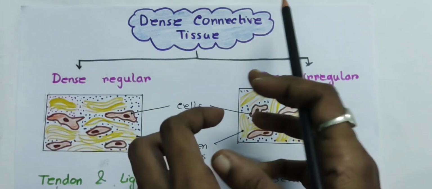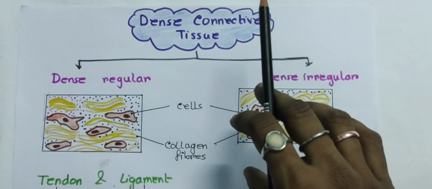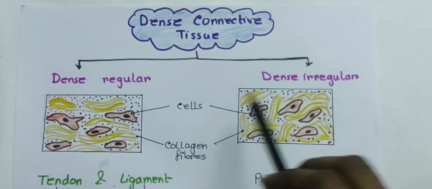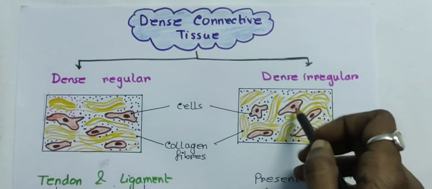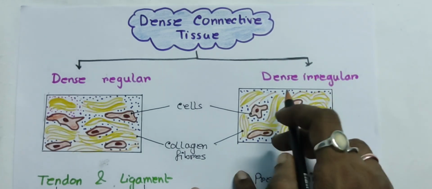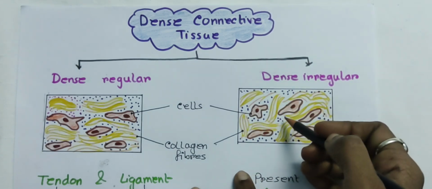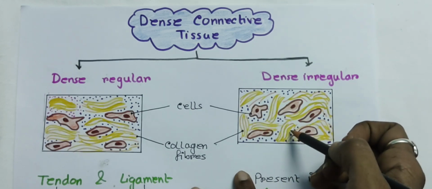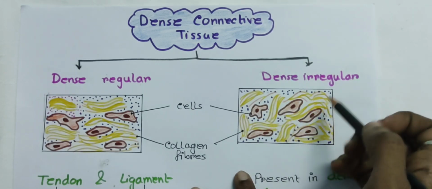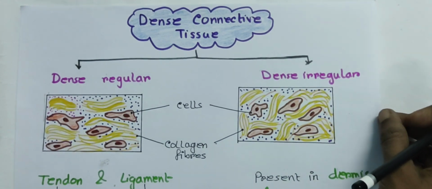They are compactly arranged, but the arrangement are in regular pattern, all at the same direction. But here in irregular dense connective tissue, all the components are packed tightly, but they are not in regular pattern. They are randomly arranged. Okay, here look at the picture. The fibers are randomly arranged. The cells are also randomly arranged, and there is also matrix. So these are the dense irregular connective tissue.